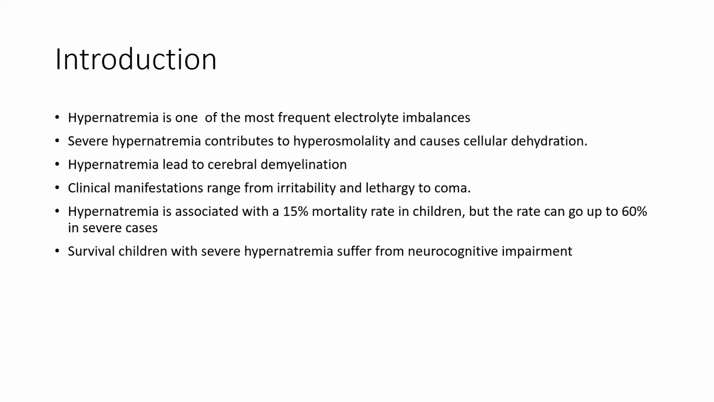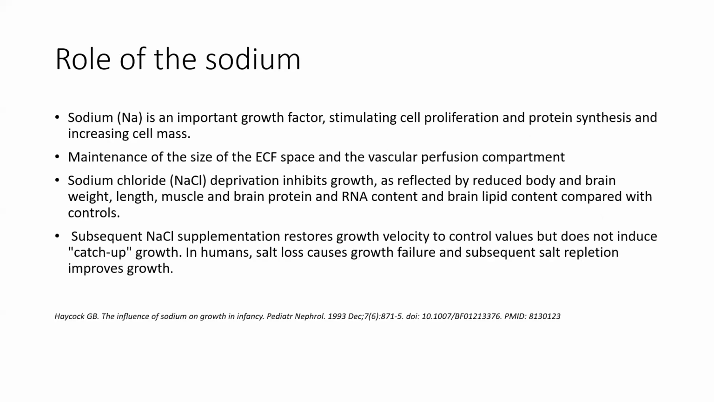Hypernatremia is associated with a 15% mortality rate in children, but the rate can go up to 60% in severe cases, especially when hypernatremia is associated with AKI. Surviving children with severe hypernatremia may suffer from neurocognitive impairment. This has been proved by MRI, where people did subsequent MRI for the children who have hypernatremia, and they proved those complications.